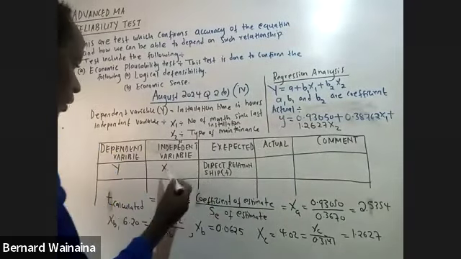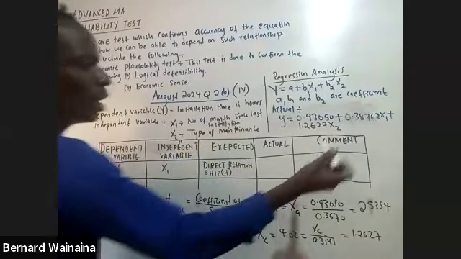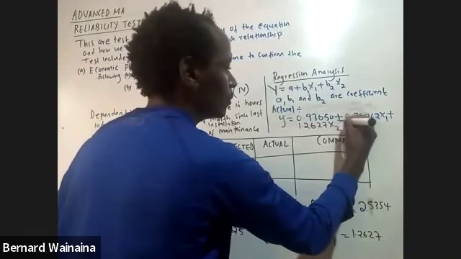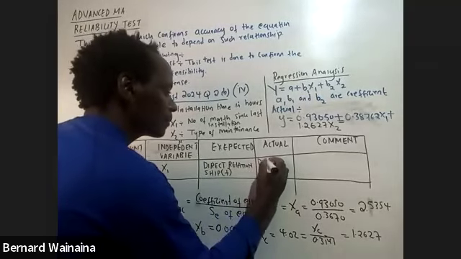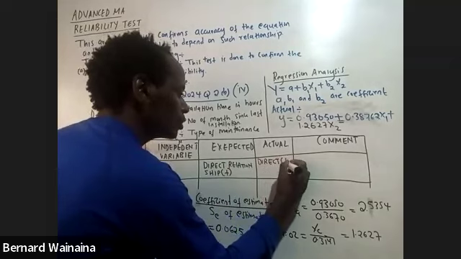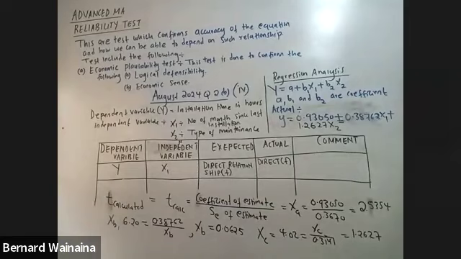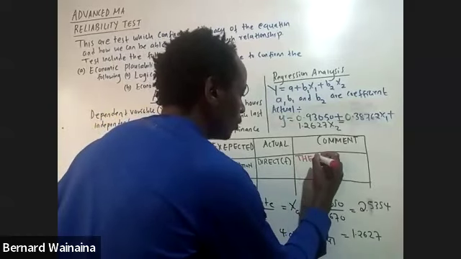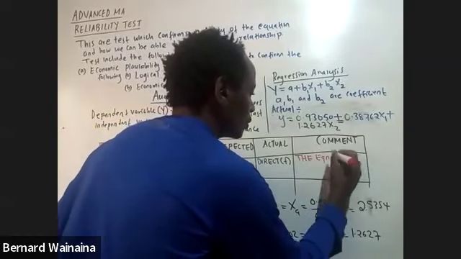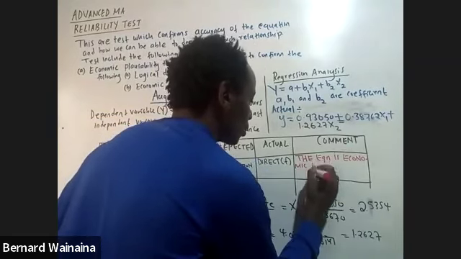Now, what is the relationship between X1 and Y from our actual? Our X1 is positive. Direct, which is positive. Now, what's our comment? The equation is making economic sense. So you can say the equation is economic plausibility.